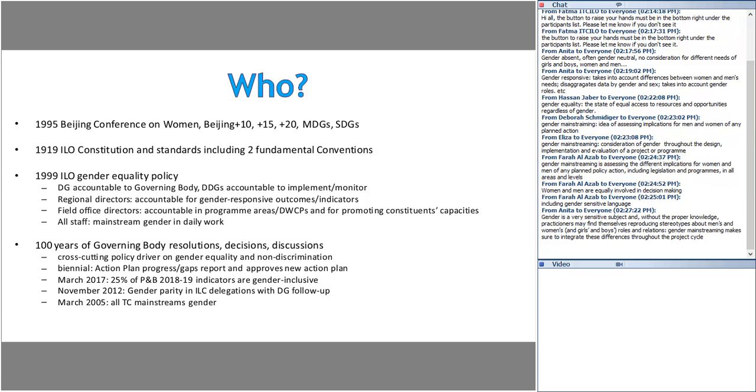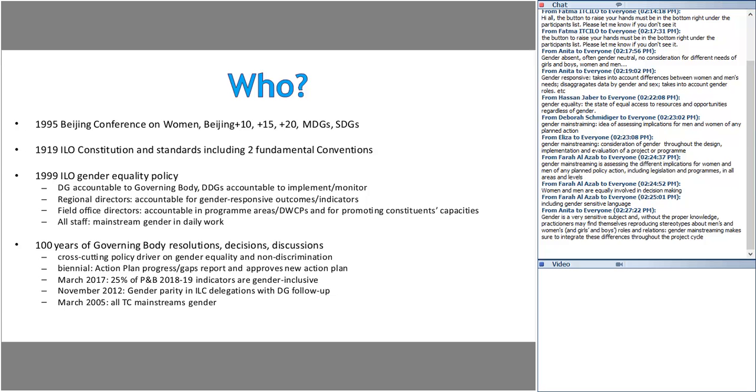Now, we are soon to celebrate our 100 years of ILO's existence, and I'm happy, but I'm also a little sad to have to say that we have 100 years of governing body resolutions, decisions, discussions on gender equality and women's empowerment. And I've just given you a couple of them from the last couple of years. You all should have heard about the cross-cutting policy driver on gender equality and non-discrimination. You know that I just told you about the action plan, progress and reports that go to our governing body, which approves the new action plans.